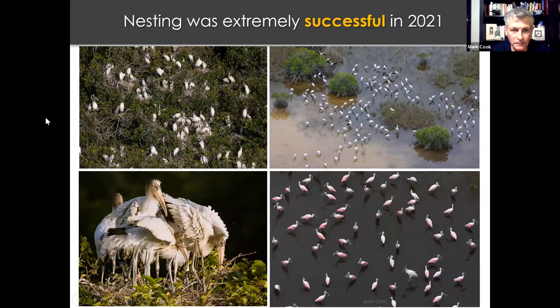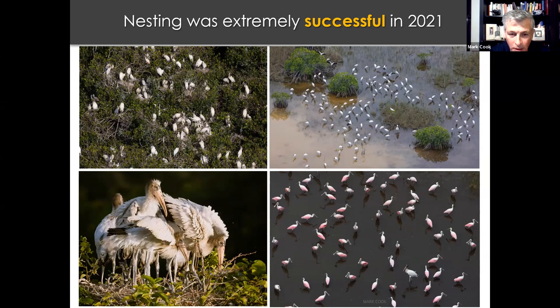So, another piece of good news, and this is where I think we're really seeing the benefit of these flows during 2021, and why I think it's actually a better year than 2018. And the reason is because nesting was so incredibly successful. Now, I don't have data to back this up yet. We're still waiting on data from the University of Florida. But just from anecdotal data, flying over these colonies, taking the photos, seeing just how many of these nests were full of three or four healthy chicks that in nearly all cases were fledging.